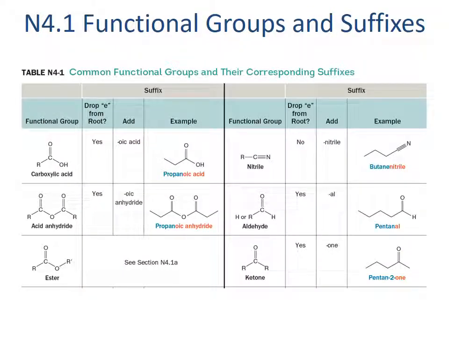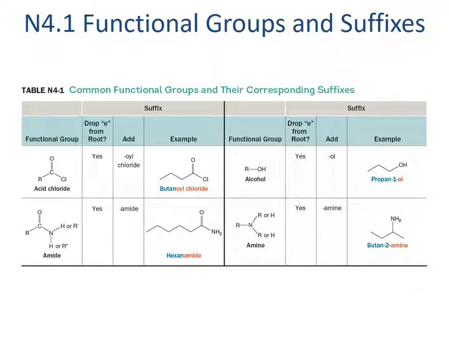The functional groups that end up as part of the suffix all have different endings to indicate their presence. For example, a carboxylic acid will replace the E from the root with oic acid, etc. I could go through and read these endings to you, but ultimately you're going to need to memorize the endings that go with each functional group that are listed in table 4.1 of your text. This is the first part of the table, and this is the next part of the table.